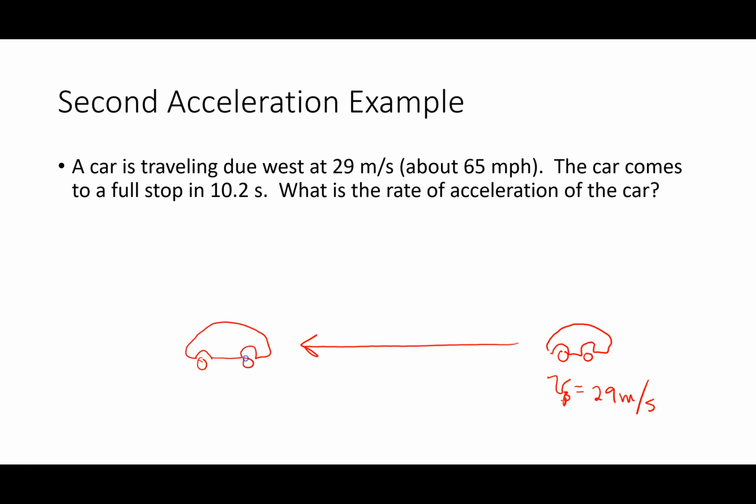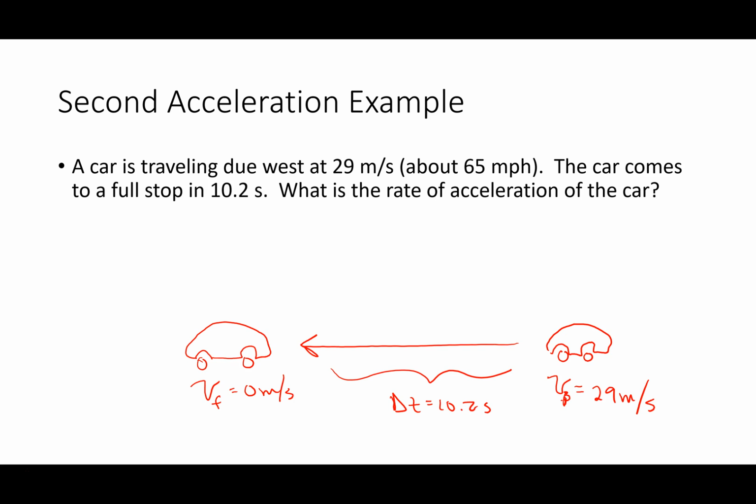What do you think? 0. Yep. I'll go ahead and put 0 meters per second. And it said that it was able to accomplish this deceleration in time. So I'll put delta t, change in time, is 10.2 seconds.